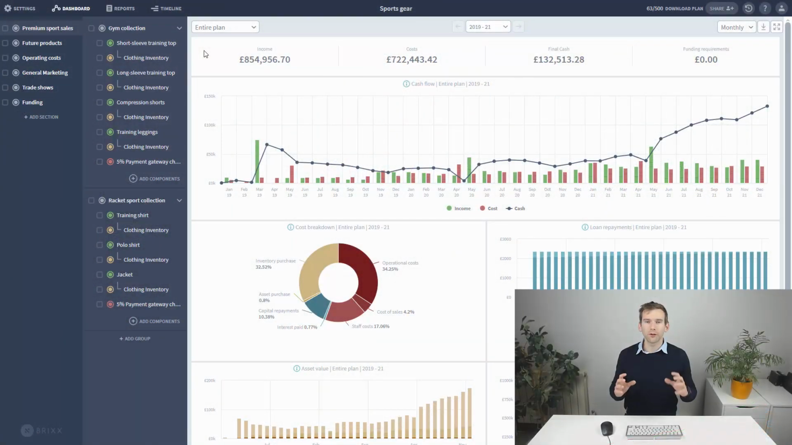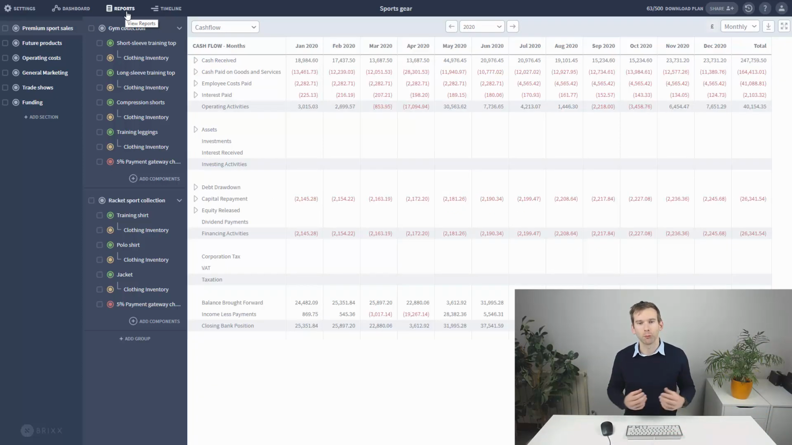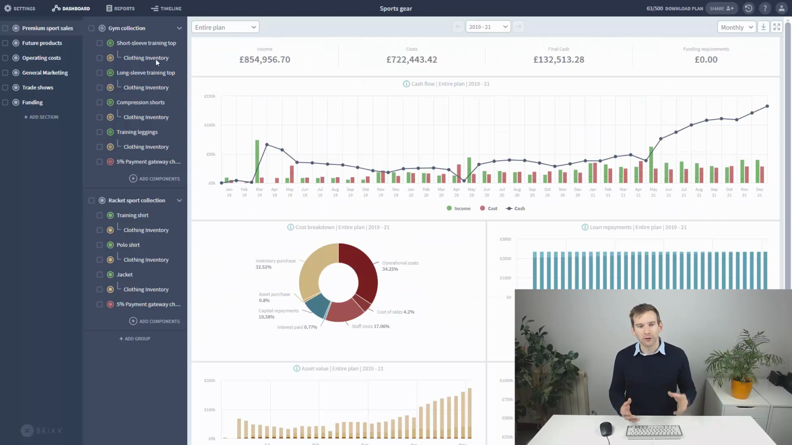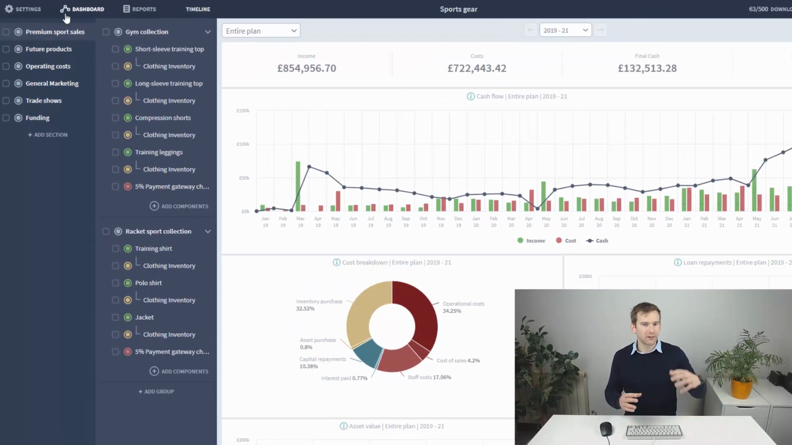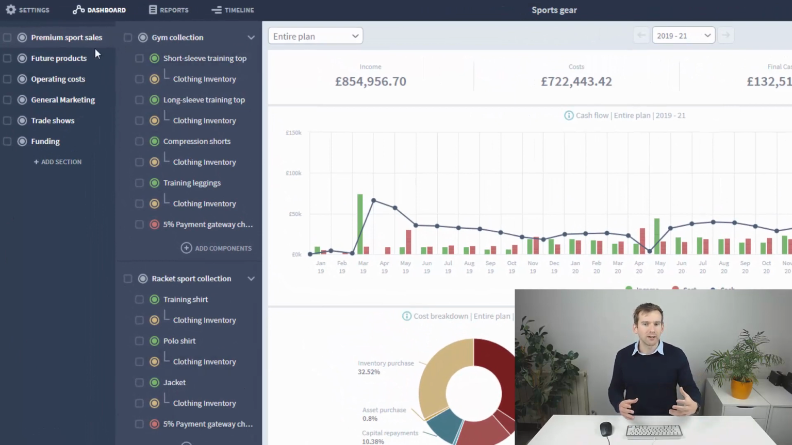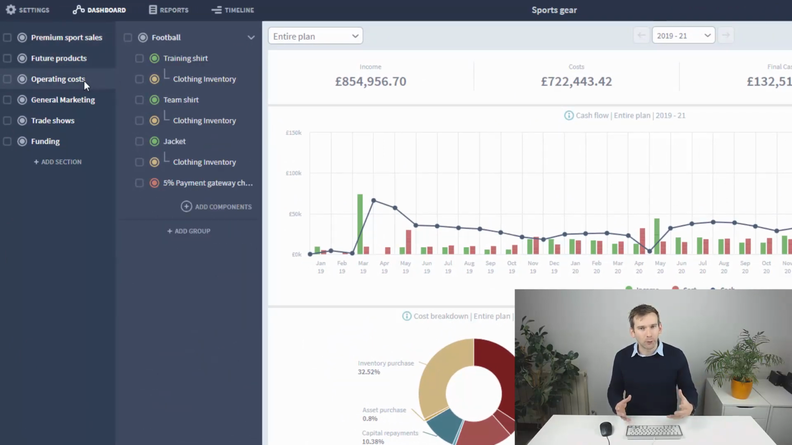At its core, Brixx is a financial forecasting tool that makes it easy to create detailed financial reports, whether you're looking to start a new business or forecast an existing one. That's not the whole story though. What truly sets Brixx apart is that you can build up a complete visual picture of your business that contains every financial activity in one highly visible place.